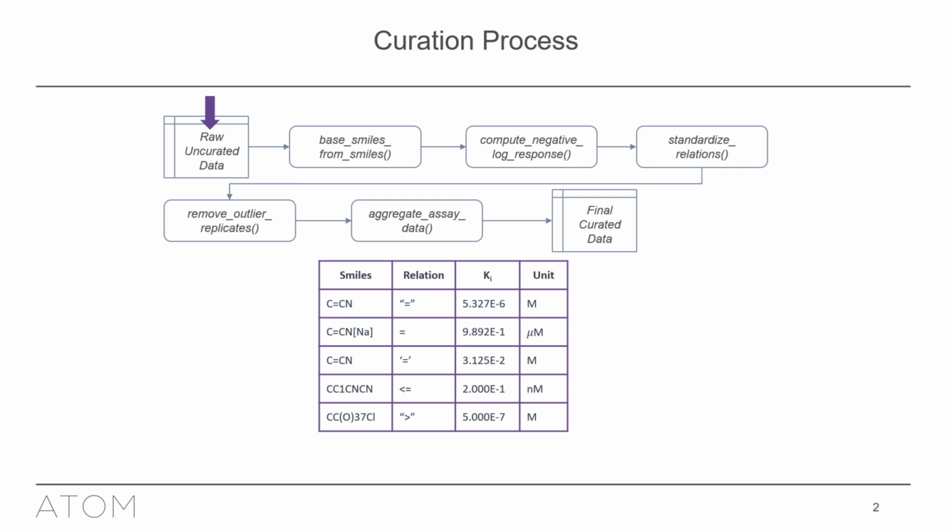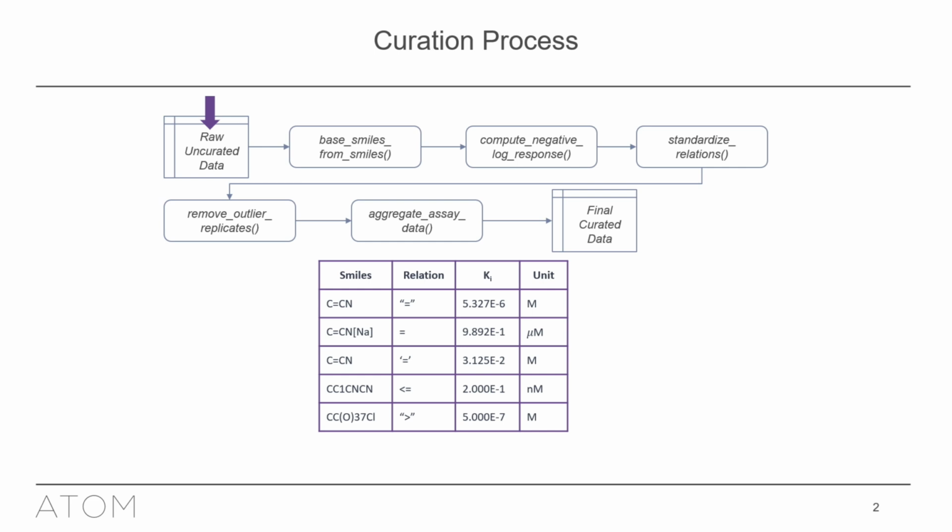For example, this second to last row shows us that for this particular SMILES structure, the inhibition constant is something less than 0.2 nanomolar. Our goal in this curation process is to standardize all of these as much as possible to make the model's job in predicting the Ki values from the SMILES fairly straightforward.